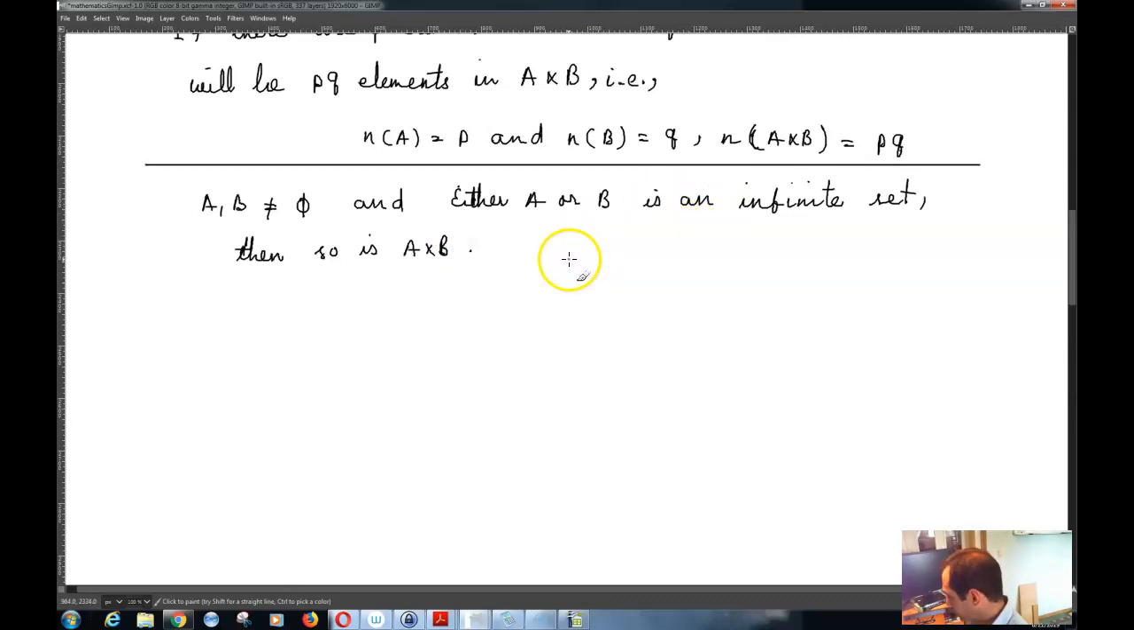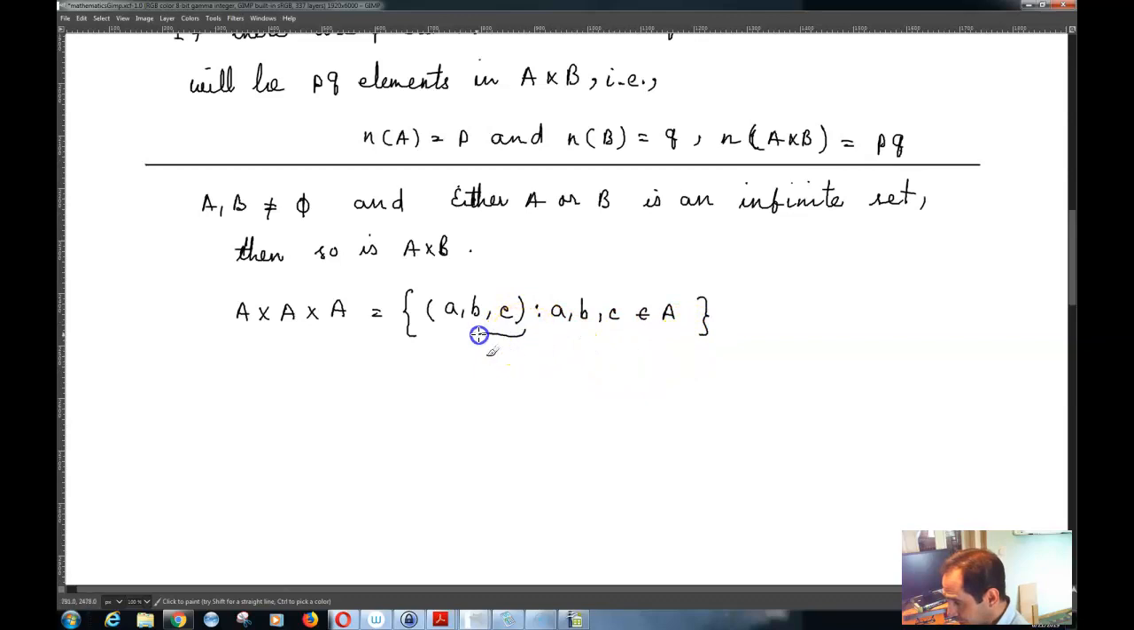And then there is one more remark here, that is basically that the Cartesian product of three sets, A times A times A, is equal to the set of triplets (a, b, c), such that a, b, and c belong to A. And of course here (a, b, c) is called an ordered triplet. Okay. So that is that.